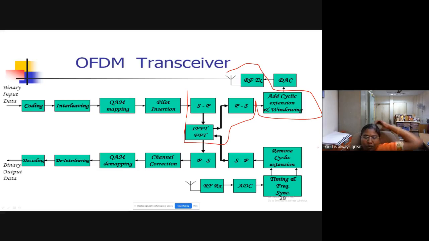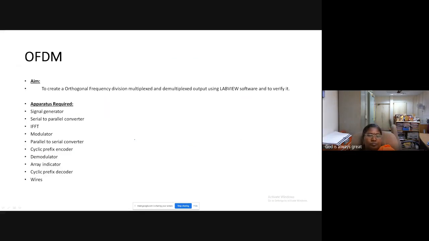Next, we go ahead with how to implement this in OFDM. As an experiment, we have to give what we are going to do here. We are going to create an orthogonal frequency division multiplexed and demultiplexed output using LabVIEW software and verify the results. This is the main aim of my experiment.